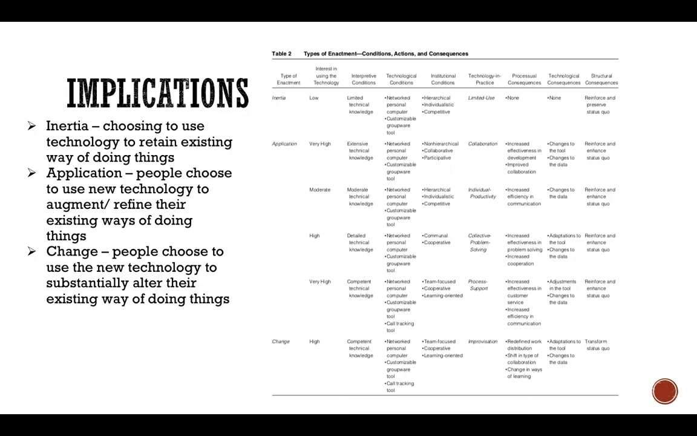So the implications of this study came down to three types of enactments: inertia, application, and change. For the limited use of technology in practice, it falls under inertia enactment, because there was a low level of interest in technology and limited technical knowledge. For application, collaboration technology in practice, individual productivity, collective problem solving, and process support technology in practice fall under application, because most of the interest falls under moderate to very high among the people participating in this technology in practice.